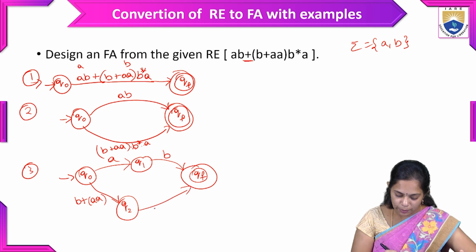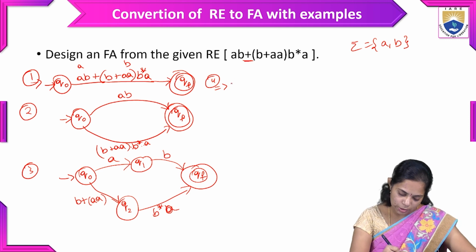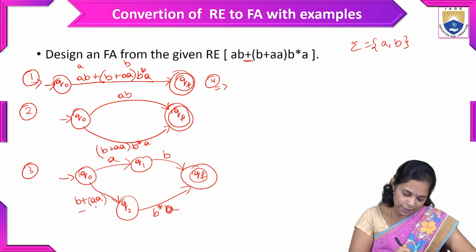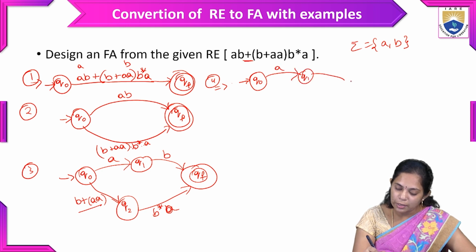And if you give B star A as an input, it is reaching the final state. And here we have to solve this equation. So solve this B plus A, and here we have to initiate with Q naught, and it is having A as an input symbol, and it is reaching the Q1 state, and it is reaching the final state with the B input symbol.